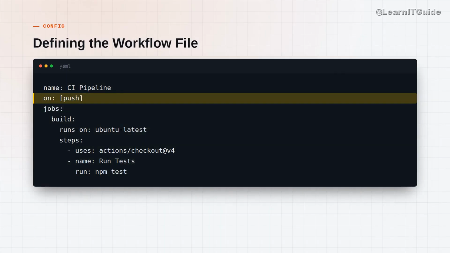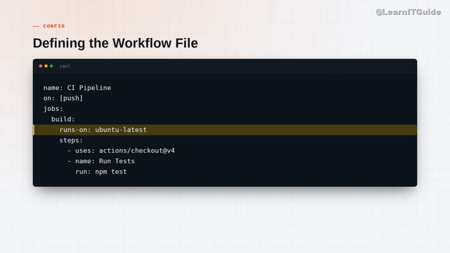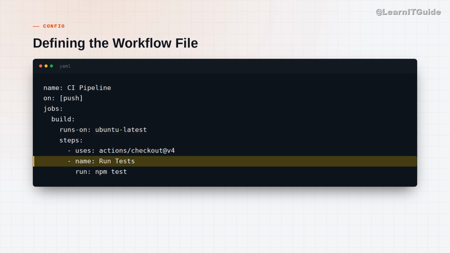To start, we create a file in the .github/workflows directory. On line 2, we define the trigger, which is any push to the repository. On line 5, we specify the environment, which is the latest Ubuntu runner. Finally, on line 8, we define our actual test command. This is a simple but functional pipeline that runs every time you commit code.